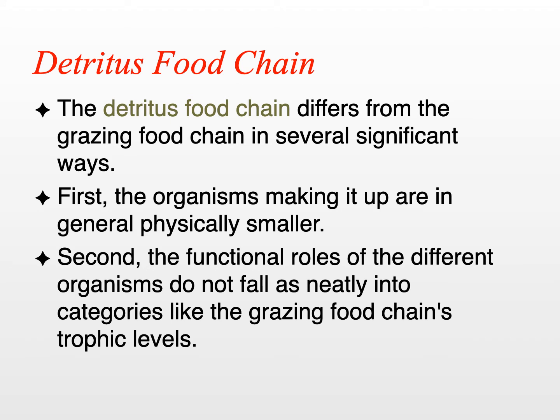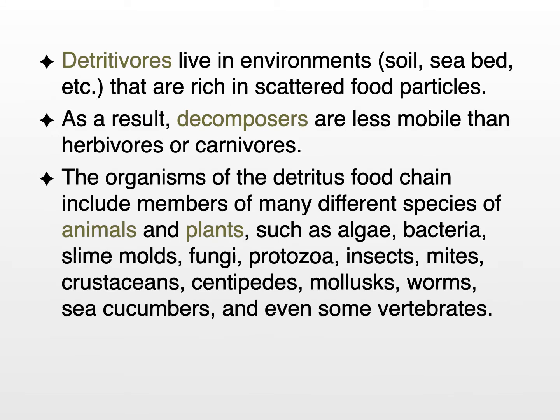Secondly, the functional roles of the different organisms do not fall neatly into categories like we saw in the grazing food chain. So the detritus food chain is made up of organisms that we can generally classify as detrivores. And they tend to live in environments that are rich in scattered food particles. The soil layer, seabeds, ocean bottom, lake bottoms. These detrivores, of course, are less mobile than herbivores or carnivores. We can also call the detrivores decomposers.